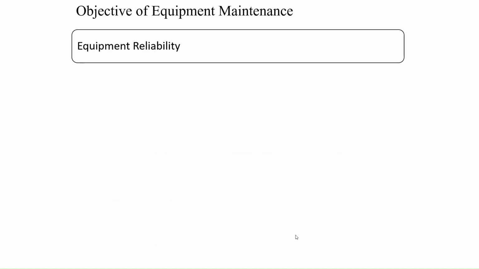1. Equipment reliability. Equipment reliability ensures that machines perform consistently without unexpected failures. It involves proactive maintenance, data-driven decision-making, and adherence to best practices. Reliable equipment reduces downtime, enhances productivity, and extends asset lifespan, ultimately supporting operational efficiency and business continuity.